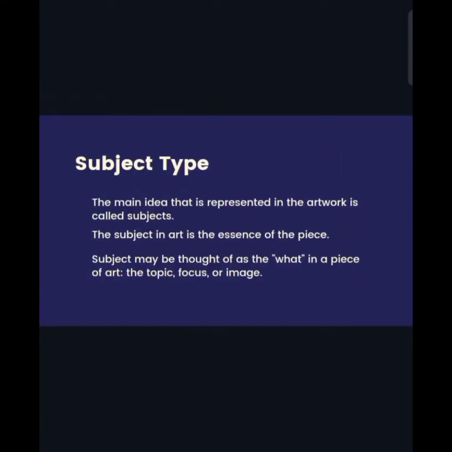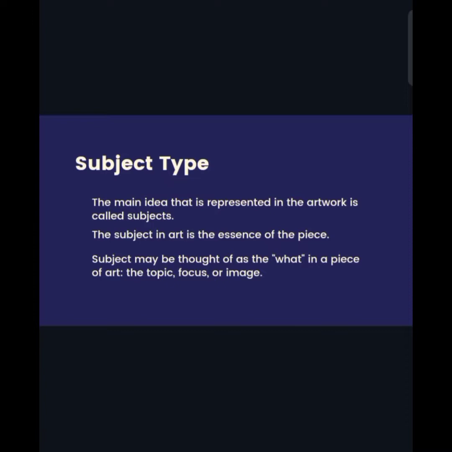So we have here our subject type. To start with, let me introduce what subject is first. When we say subject in art, it generally refers to the main idea that is represented in the artwork. The subject in art also is the essence of the piece. Subject may be thought of as the what in a piece of art: the topic, focus, or the image.